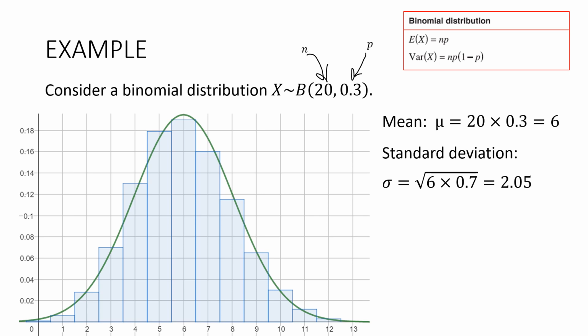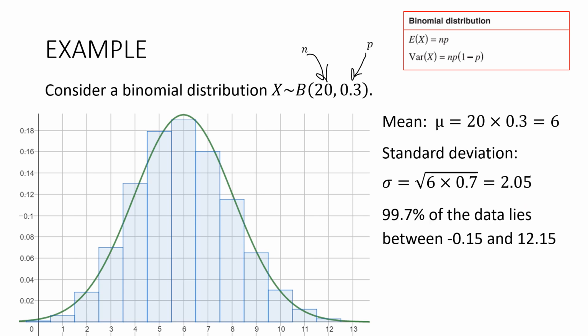Now we know from the empirical rule that 99.7% of the data lies within 3 standard deviations of the mean. So let's calculate that. Let's do 6 take away 3 lots of 2.05, and then 6 plus 3 lots of 2.05. We've calculated that 99.7% of the data lies between negative 0.15 and 12.15. And that kind of looks right, doesn't it?